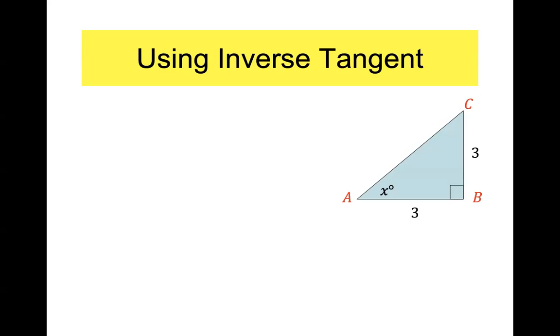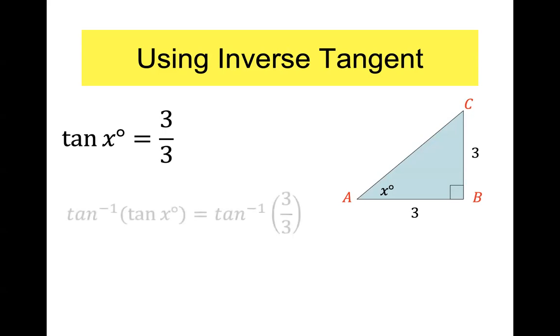Let's see. So tangent of x would be equal to the opposite side divided by the adjacent side. So that would be 3 divided by 3. Now, this one is different in the sense that I'm not trying to get rid of tangent of an angle. I'm trying to just get rid of the word tan. So if you're just trying to get rid of the word tan, so you leave x, then this is when we're going to use inverse tangent.